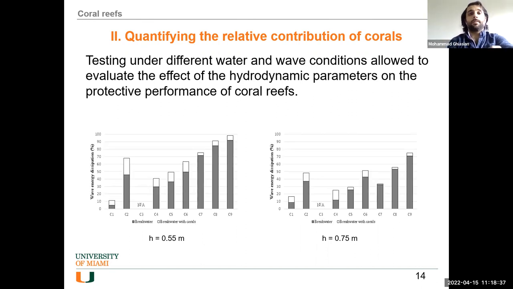And then wave energy dissipation was also calculated by subtracting the transmitted energy from the incident wave energy. And we can get our wave energy dissipation for all the conditions that we have. And the contribution of the corals can again be calculated by subtracting the breaking effects, which is shown by the gray bars here, from the total incident wave energy.